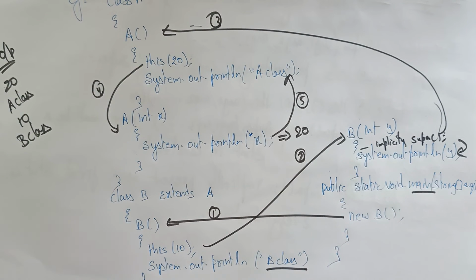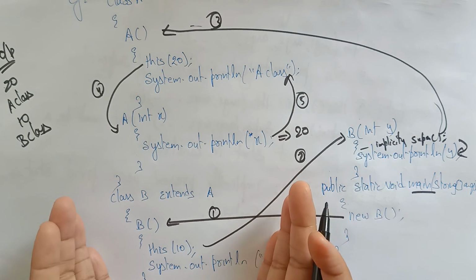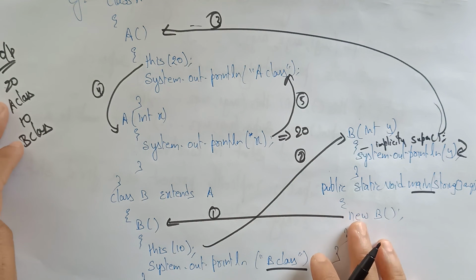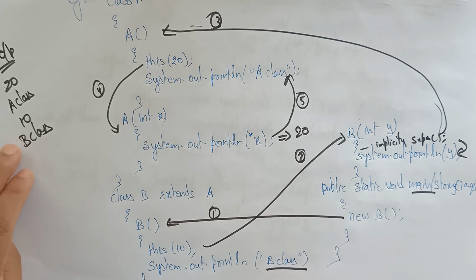It seems to be a little bit confusing, but don't worry. I just explained the flow of execution. What is happening here? First 20 is printed, next A class is printed, next 10 is printed, next B class is printed. Why is it happening?